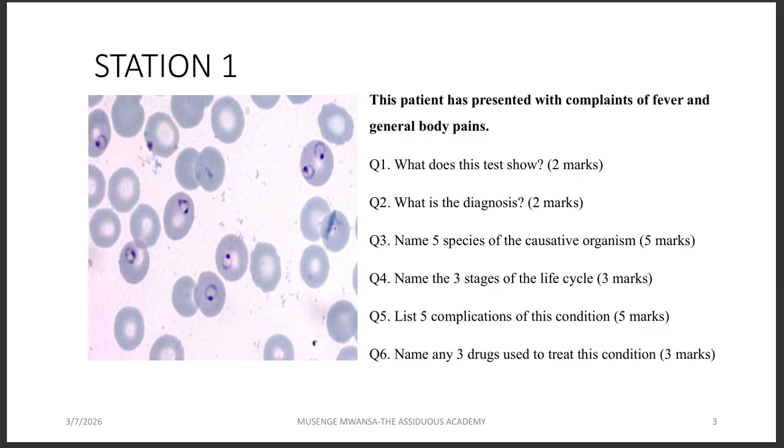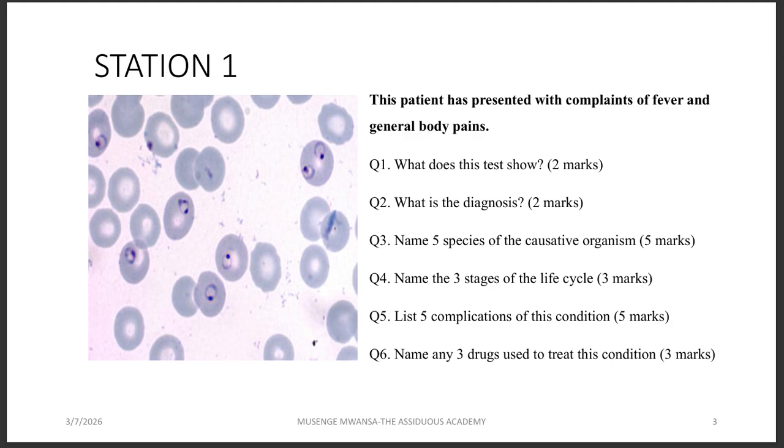So what is the diagnosis? What will be the answer for that? What is the diagnosis? It's the same thing we've been saying. Let's speak. Okay, this is malaria. Great.